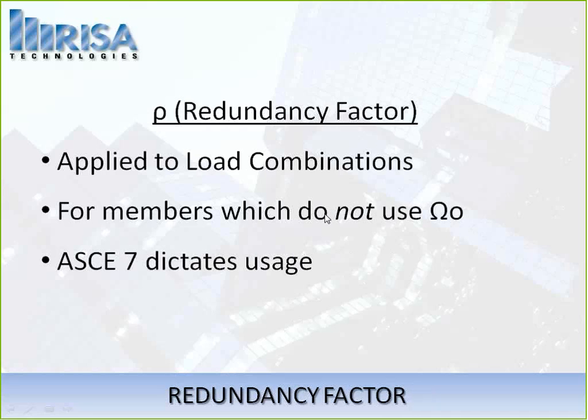Another important factor to consider is rho. This is the redundancy factor. This also applies to load combinations, and this actually applies to all members in your structure which are not using the omega overstrength factors. So it actually ends up becoming conservative. You're sort of double dipping if you amplify your seismic forces with a redundancy factor and with an overstrength factor as well. And so the redundancy factor is something we're going to apply to all other members. And its usage is dictated in the AISC 7 as opposed to the seismic provisions.